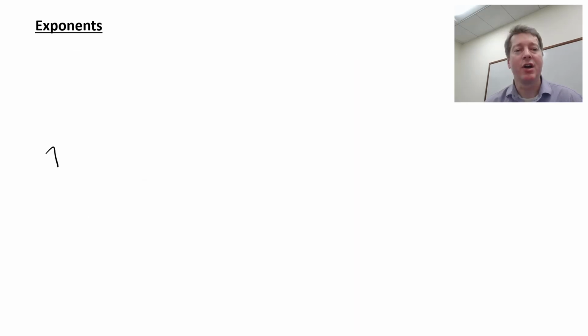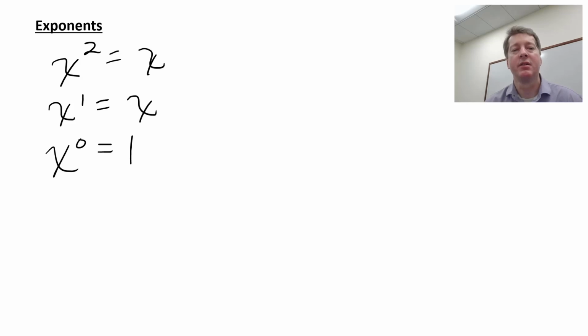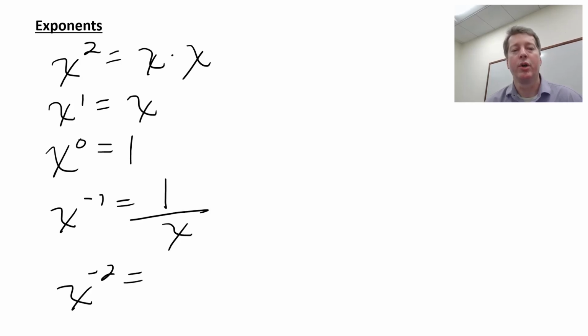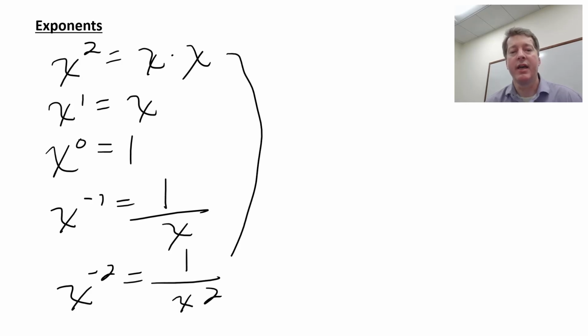So let's generalize all of this. x to the 0 is 1, x to the 1 is x itself, x squared is x times x, okay? x to the negative 1 is 1 over x to the positive 1, 1 over x. x to the negative 2 is 1 over x to the positive 2, 1 over x squared, and here again, x to the negative 2 is the reciprocal, the flipped over version, of x to the positive 2.